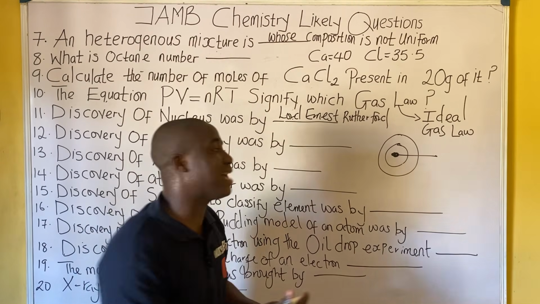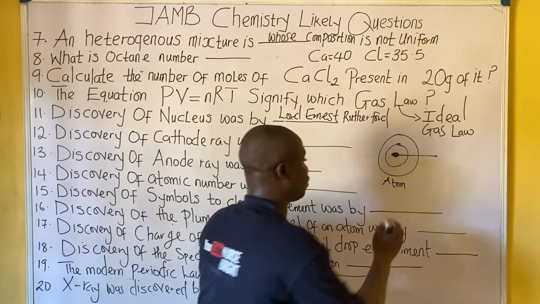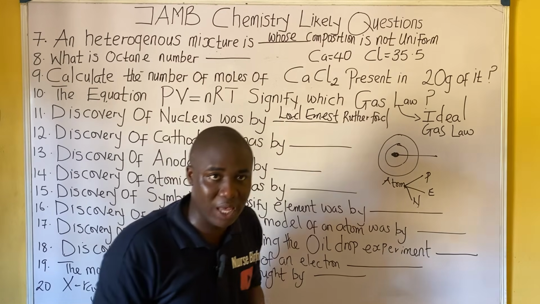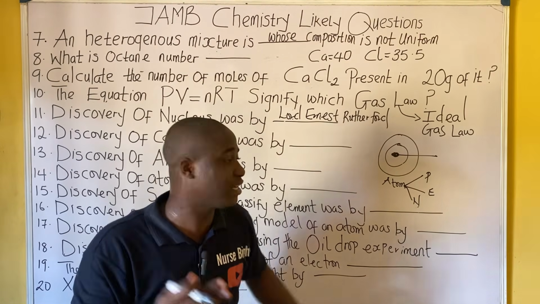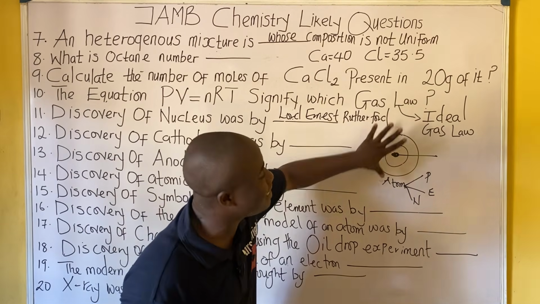Remember, an atom has, this is an atom. An atom has three important subatomic particles which I call PEN. P-E-N. And what are they? P means protons, E means electrons, and N means neutrons. All of these subatomic particles are found inside the atom.